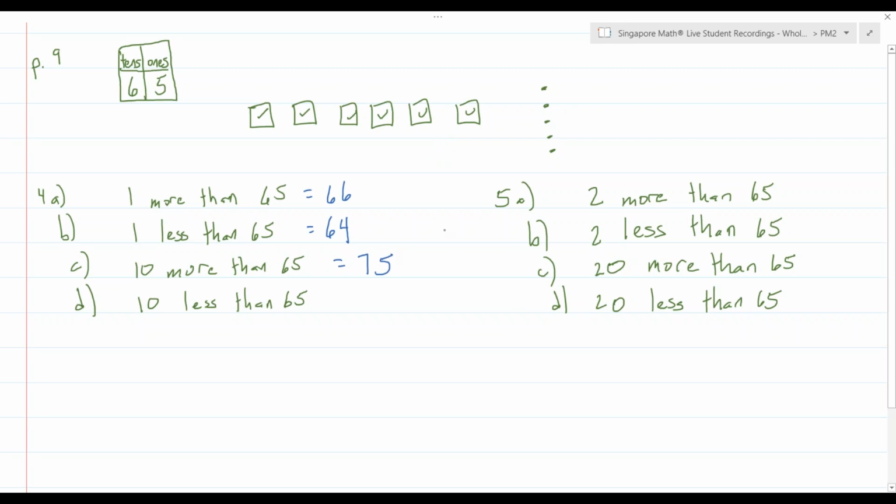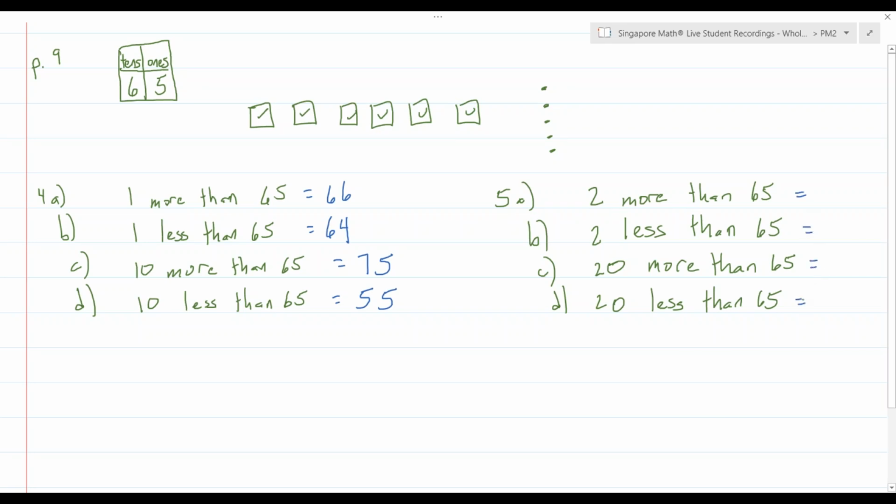And if I have 10 less than 65, I would remove one of the tens. So instead of having 6 tens, I would now have 5 tens. So 10 less is 55. Reading it carefully is important, but then also just thinking about and understanding the numbers. So can you do this one, all of number 5, by thinking through it?